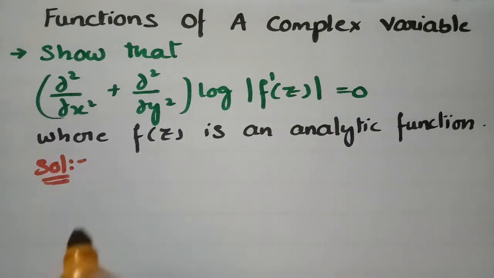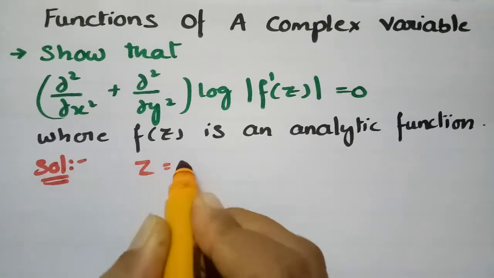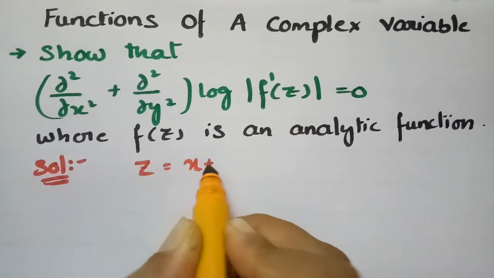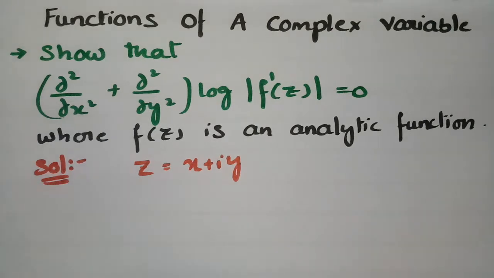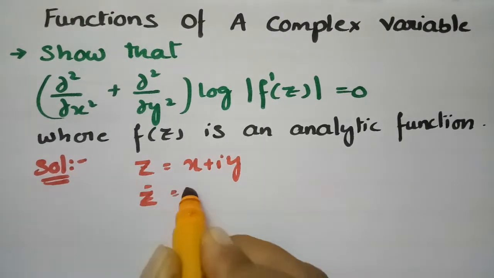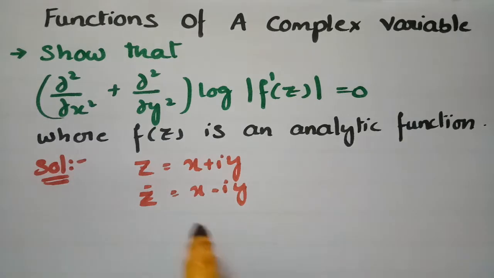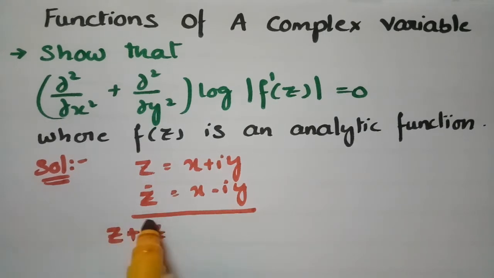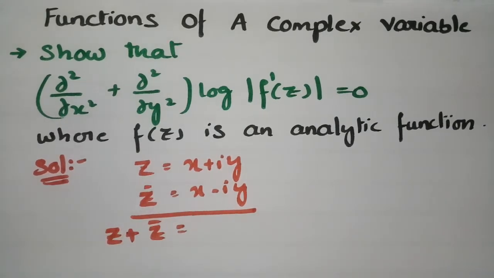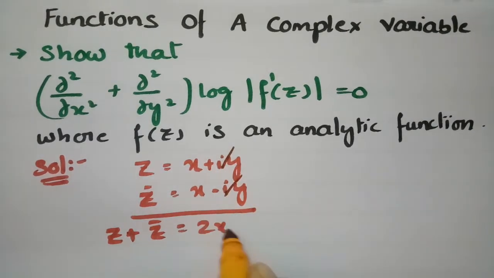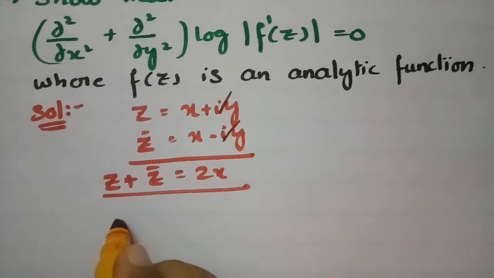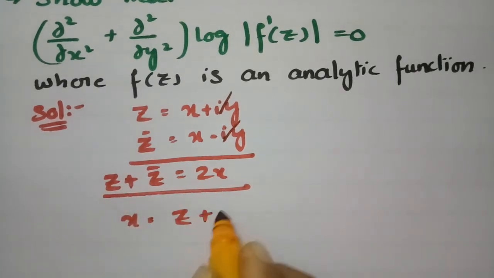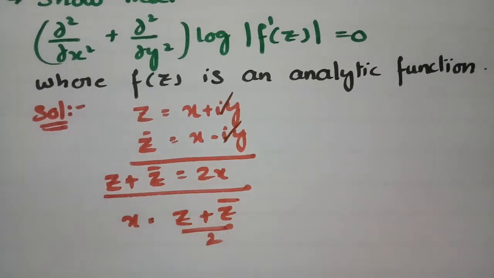So before showing that, everybody knows that z = x + iy, and z bar = x - iy. If I add these equations, then z + z bar = 2x. Therefore, x = (z + z bar)/2.